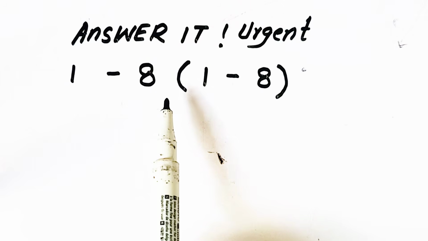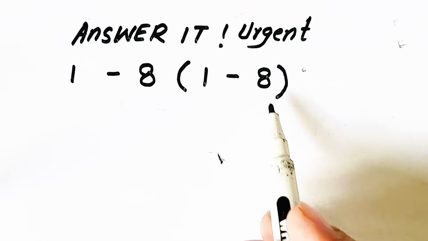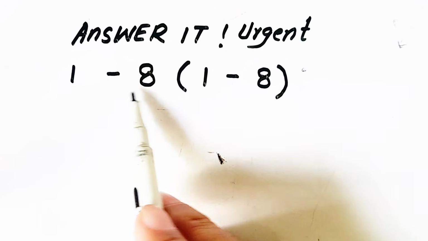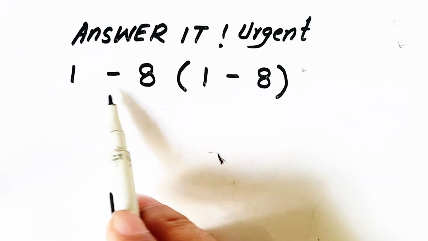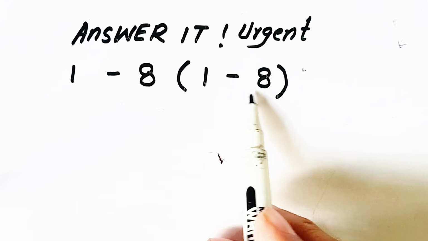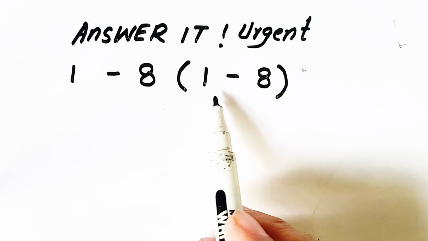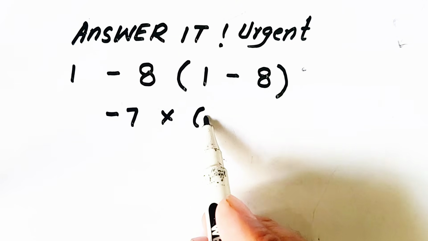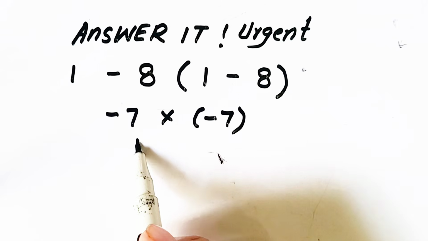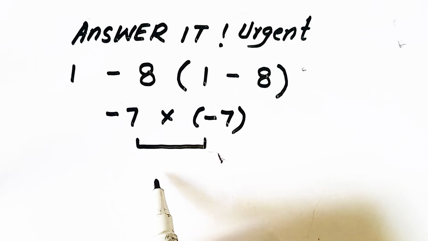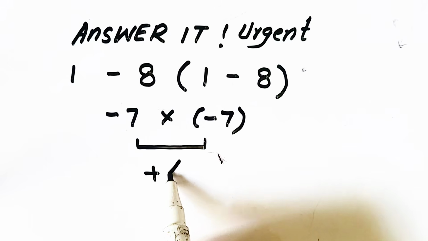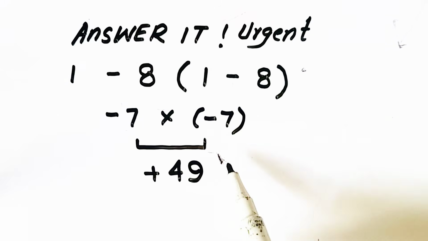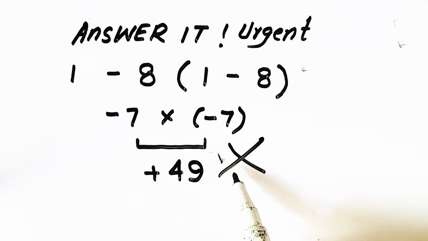About 80 to 90% of people solve this question in their heads, and here in this portion they will get -7, in this portion they will get -7. So -7 times -7, they will obviously get +49. Now they will be thinking about why they are incorrect.